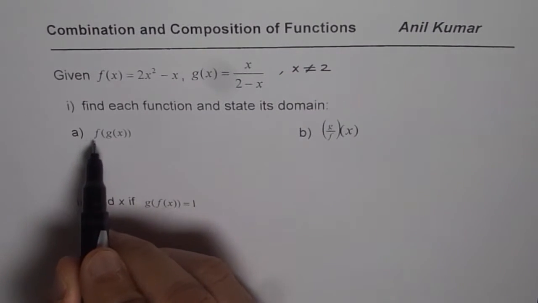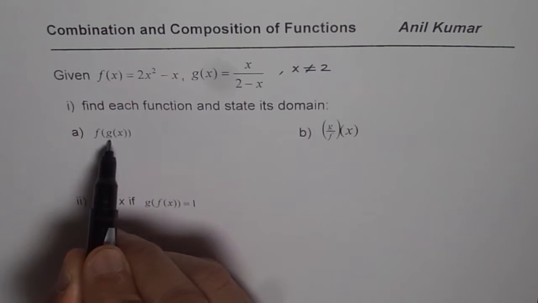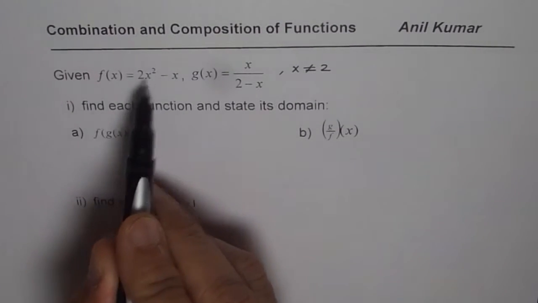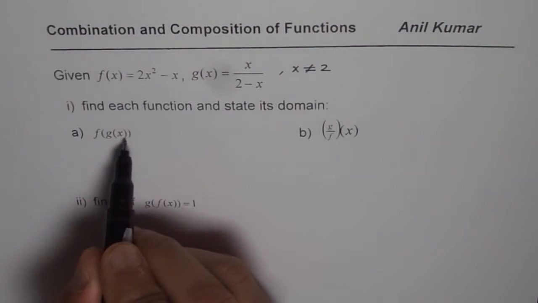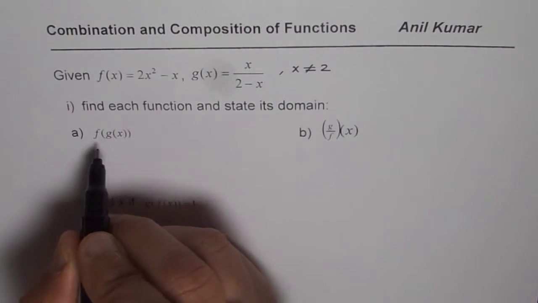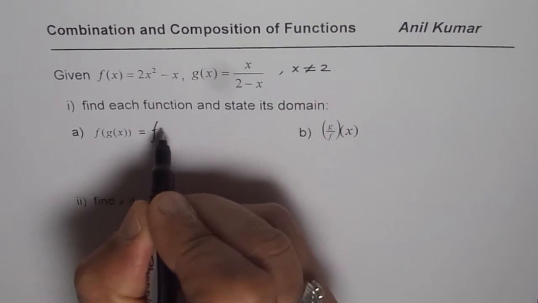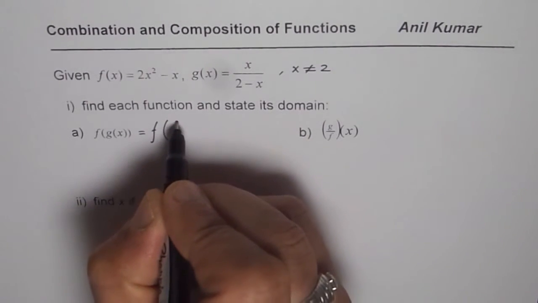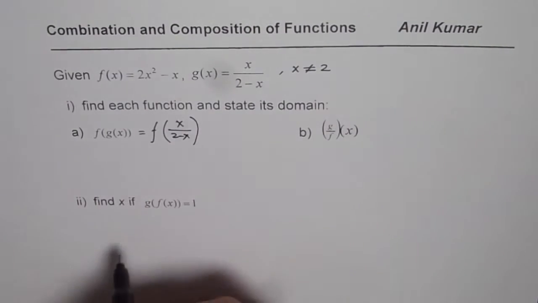So first one, f of g of x. Domain in this case will be restricted by the domain of g of x. Since f of x domain is not restricted, we can directly write that the domain of this function will be x belongs to real numbers but not equal to 2. Let's first find the function. So when we say f of g of x, it means f of, now g of x is x over 2 minus x, correct? That is what it means.